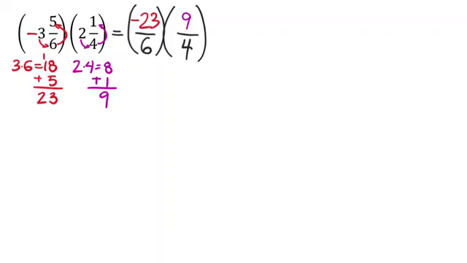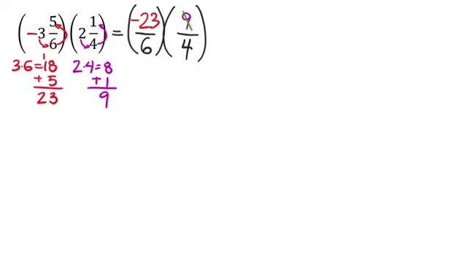Like I said, if you want to multiply these and simplify, that's fine. But you're going to end up with some pretty big numbers. And I really would like to not have to deal with big numbers right now. So I want to see if there's any cross simplification I can do. And there is. I see that the 9 and the 6 are both divisible by 3. So I will do that.